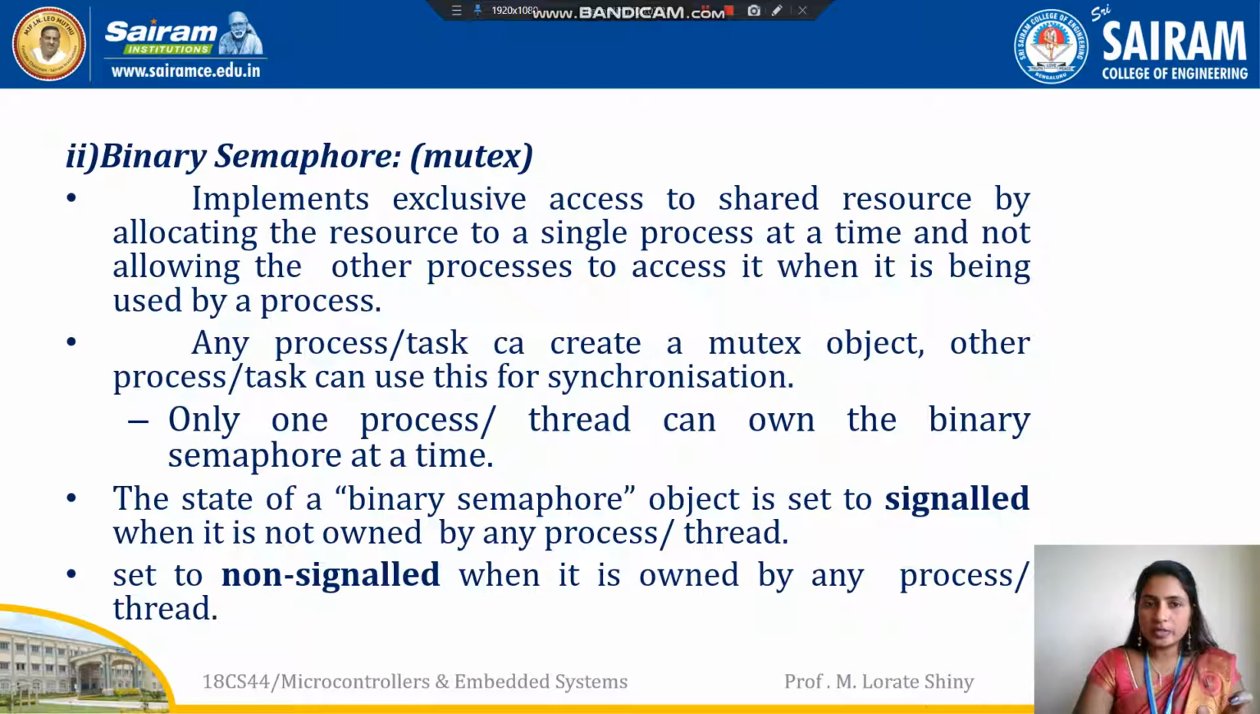Here, the mutex object or binary semaphore object can be created by any process or task. But at a time, only one process or task can own the mutex object. Here also the mutex object has two states, signaled and non-signaled. The state is set to signaled when this mutex or binary semaphore object is not owned by any process, and the state will be set to non-signaled when it is owned by any process or thread. All these processes will be controlled by the kernel of the operating system.